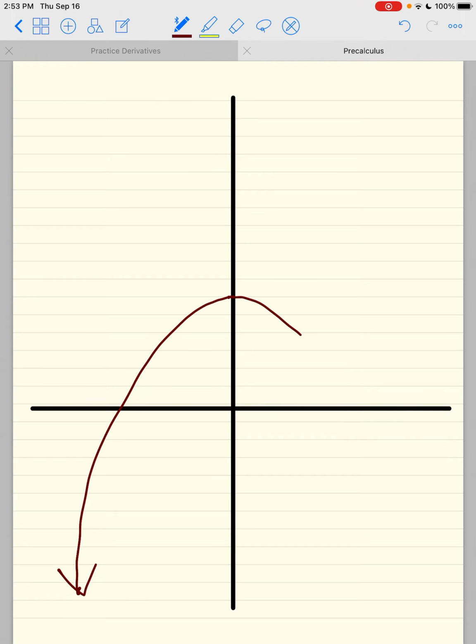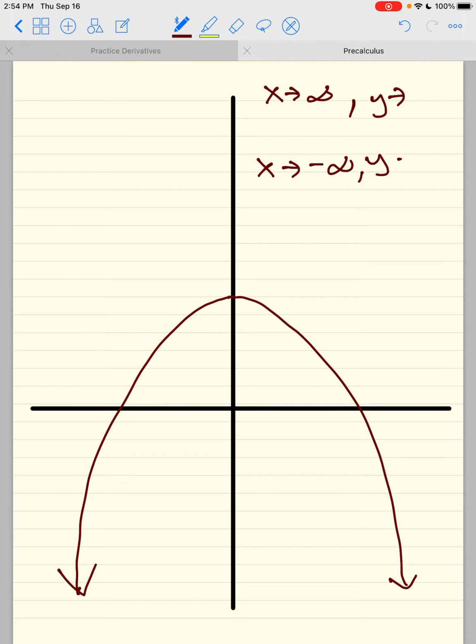We're going to do an upside down parabola. And you guys can pause the video and you can answer the question yourself. As x approaches positive infinity, where's the graph going on the right side? Down. So y approaches negative infinity. And as x approaches negative infinity, the graph is also going down. So therefore, y approaches negative infinity.